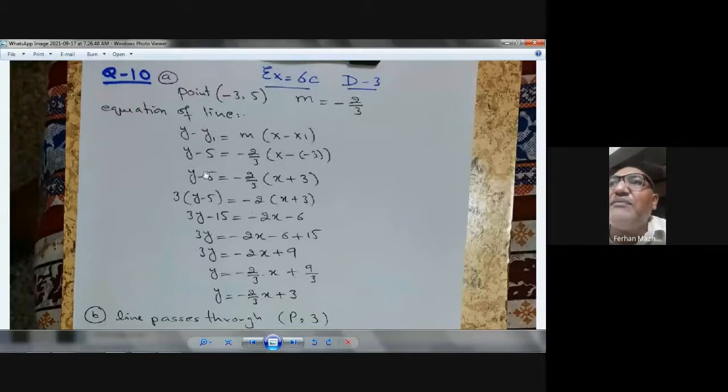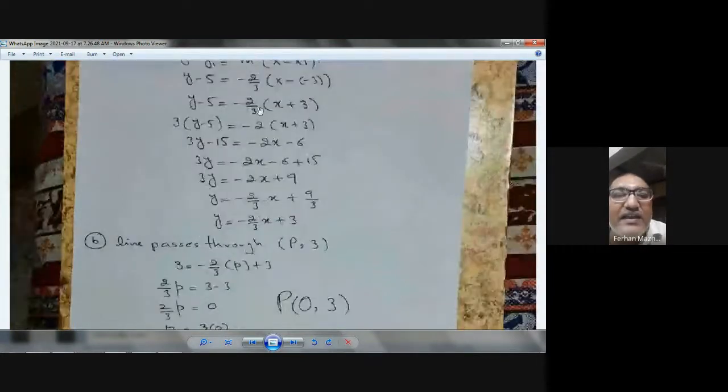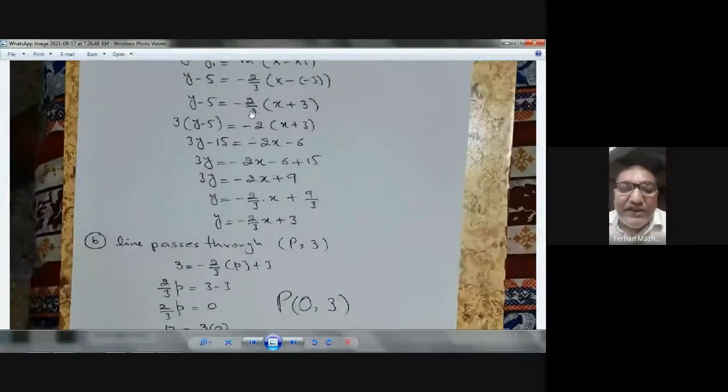So you will have y minus 5 equals minus 2 by 3 bracket x minus minus, that will become plus 3. And then you will have this 3, which is dividing here on the right side. I will take it to the left side. When it goes to the other side, it will multiply. So you can see here 3 bracket y minus 5. So 3y minus 15 is equal to this minus 2 multiplying with this bracket. You will have minus 2x minus 6.